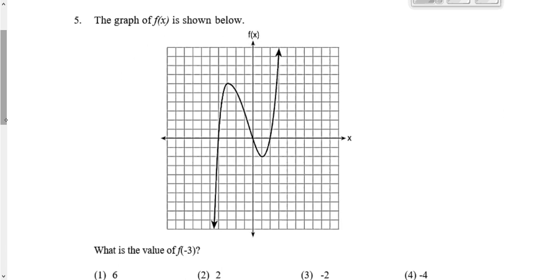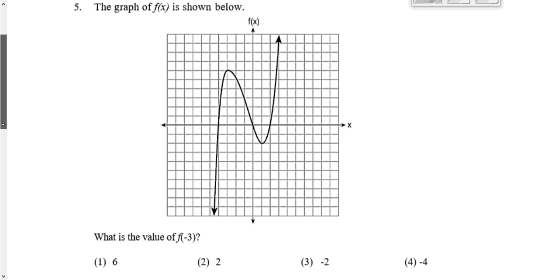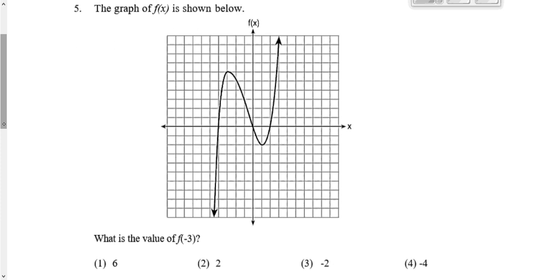So there's f of x. That's actually a cubic function, something x to the third, but anyway, you don't need to know that. So they want f of what? Negative 3. So where do you find it? On the x-axis. Go back negative 3 and then you go up.